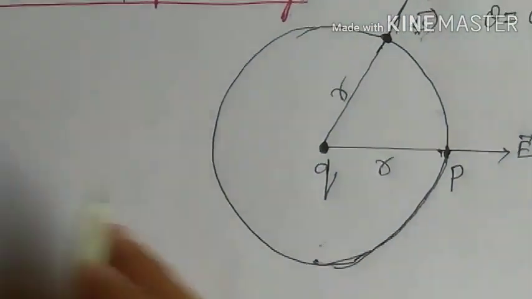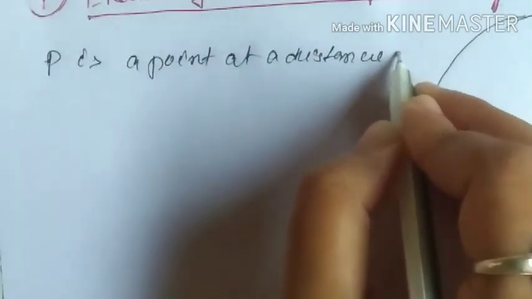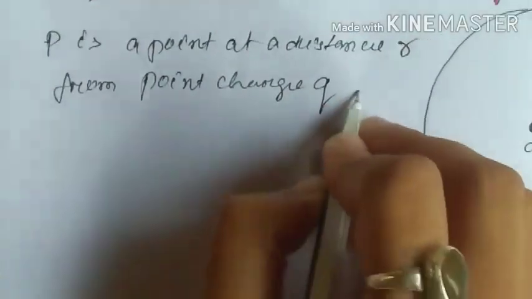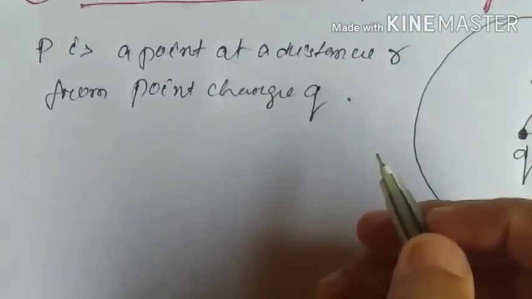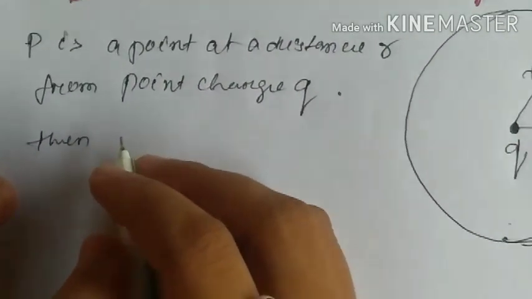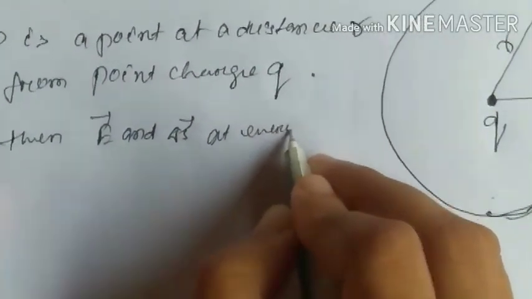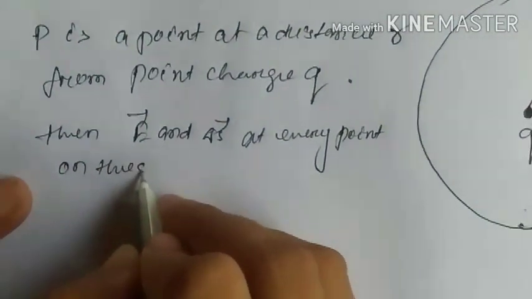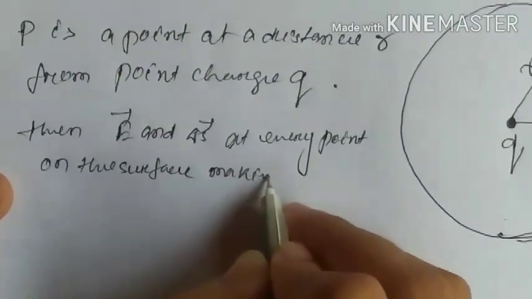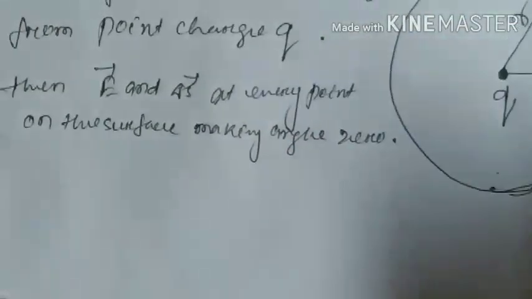Then, for our second step, at first we write this: P is a point at a distance r from point charge Q, and E and the area element delta S at every point on the surface make angle 0. So with this, in our first step we chose that Gaussian surface.